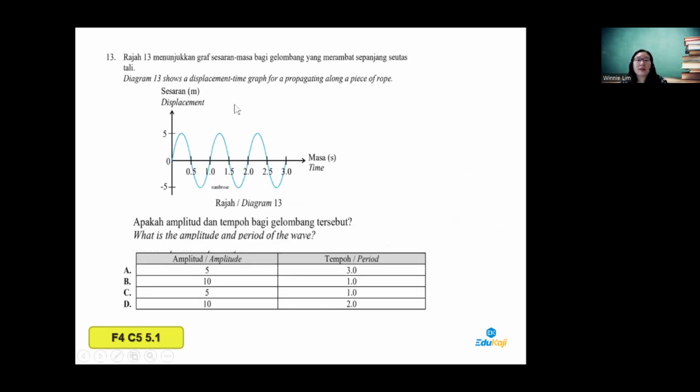Question 13. Diagram 13 shows a displacement-time graph for a wave propagating along a piece of rope. What is the amplitude and period of the wave? So this is a displacement-time graph. From the y-axis you can always get the amplitude. What is amplitude? Amplitude is the maximum displacement from the equilibrium position. Simple idea, you have a pendulum, it moves to the highest position at that time.